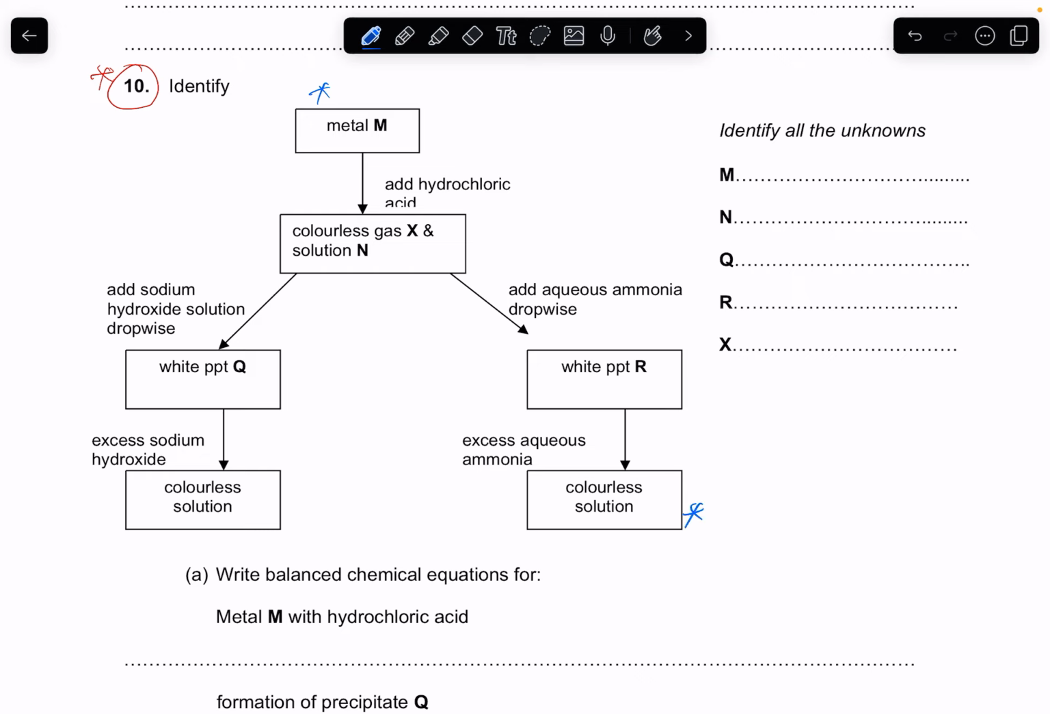So how to decide when to start from top and when to start from bottom? We start from top if the identity is known. That's to say, they tell you what is this metal or what's this compound that you start with. Then you can make use of the known reactions to deduce what's the other things that's being formed. But in this case, it doesn't. Metal M is not known, so more likely you will start from the bottom and work backwards.